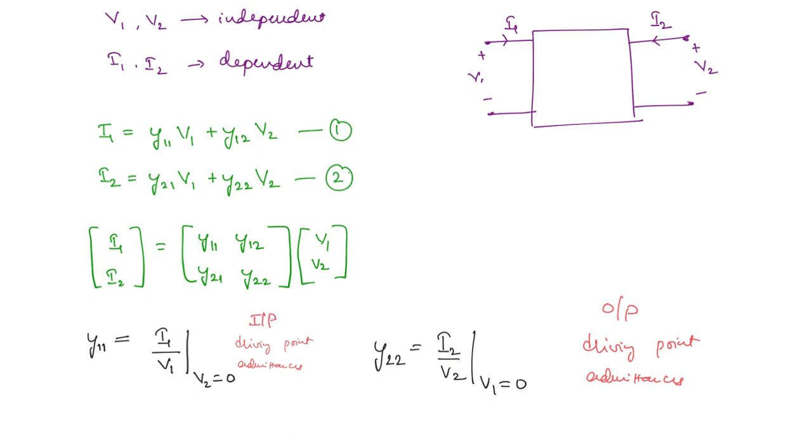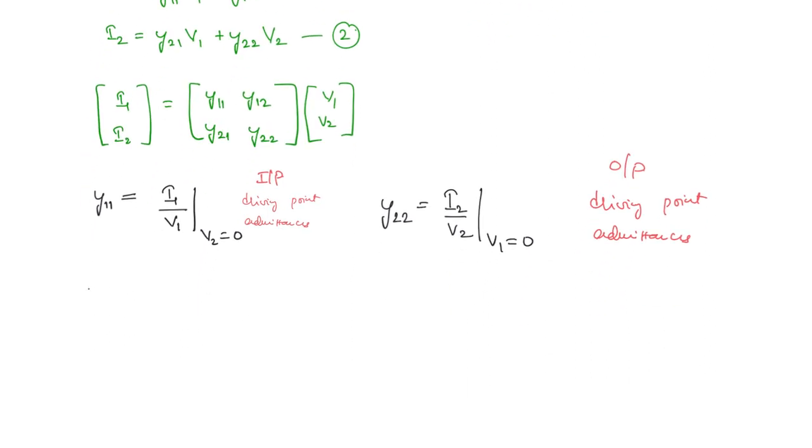What are the other two parameters? Y12 and Y21. So Y12 will be I1 by V2. So you can simply remember Y12: on the numerator 1 subscript, on the denominator 2 subscript. And it is admittance parameter, so in the numerator current, the denominator voltage you will have. Okay. So this will be at what condition? The other side voltage should be 0. V1 is equal to 0. What about Y21? This is going to be I2 by V1 when V2 is equal to 0.